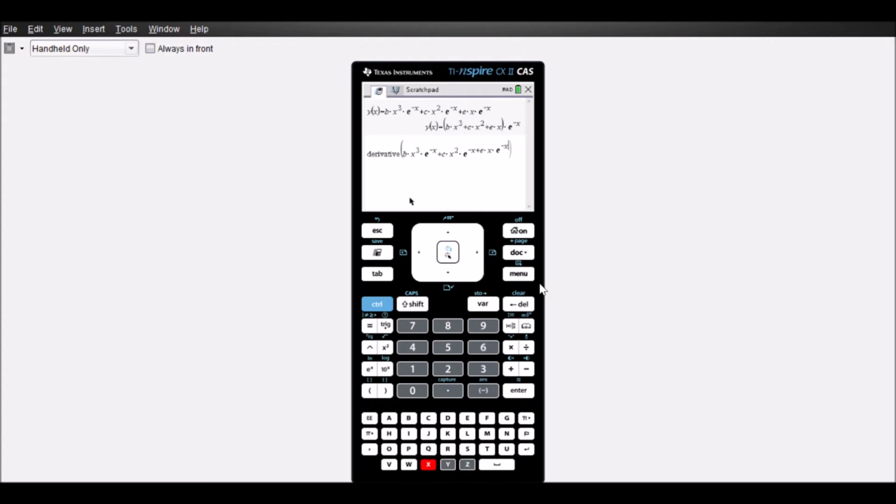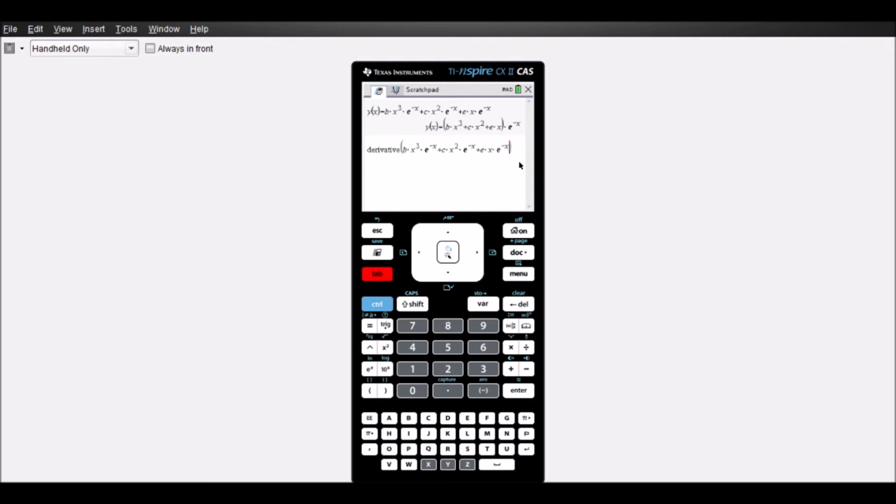What happened? Everything was still an exponent of this e, so I have to start over. So plus e times x times e to the minus x.